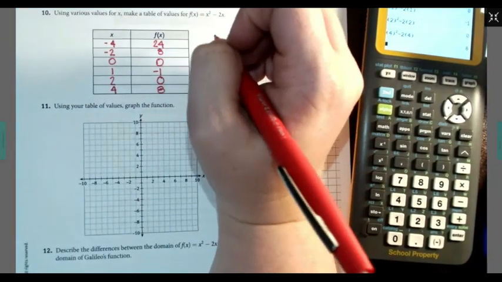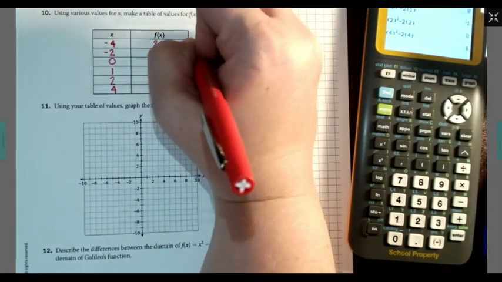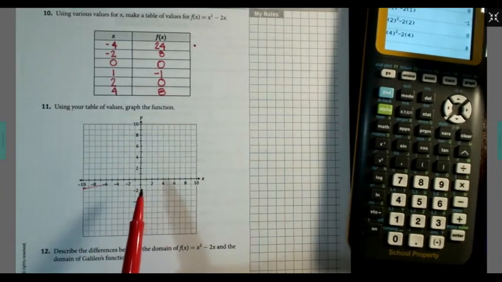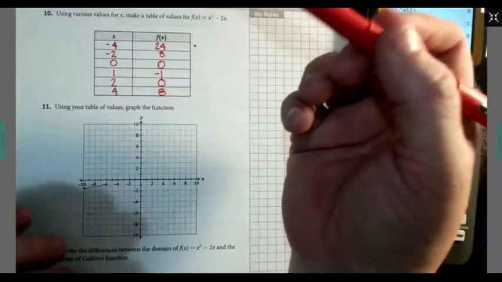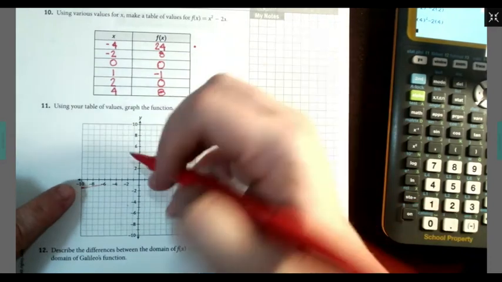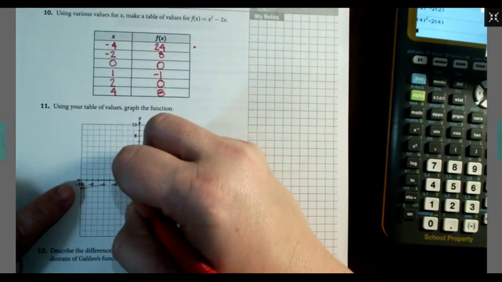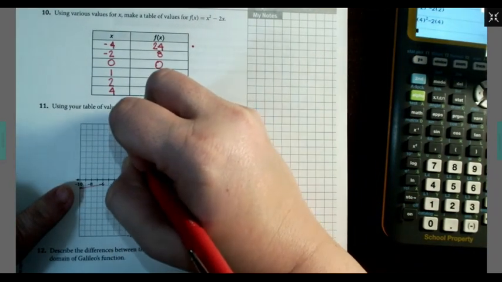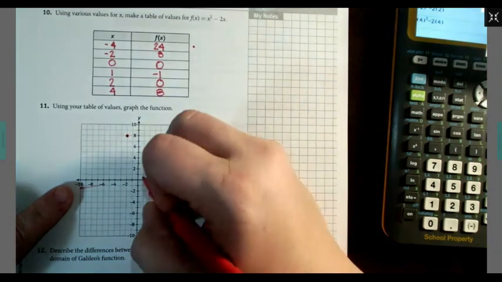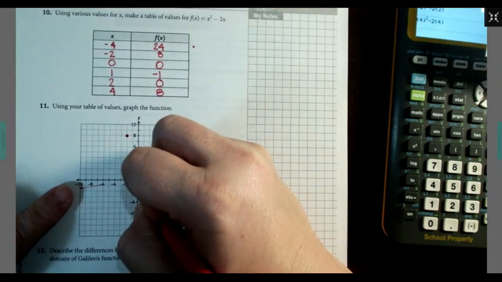Now, I'm going to tell you, this one's going to be off my grid. Even though -4 is on my x-axis, 24 is not on the y. So it will actually be way off my grid. Okay? Let's take a look. -2, 8 is up here. 0, 0 is right here.